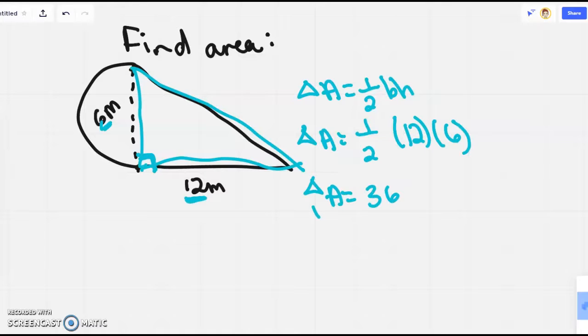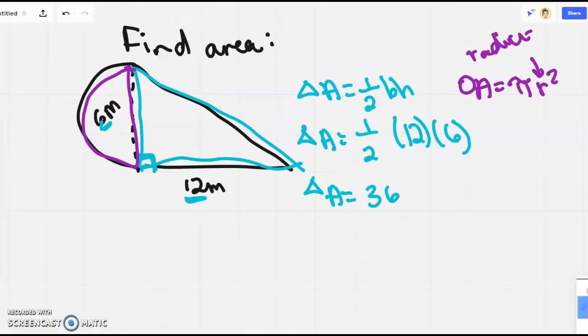Now, what do we still need? The area of the circle. You got it. It is a half circle. So we're going to still just find the area for a regular circle first. What is the area for a circle? Pi r squared. And what does r stand for? Radius. Because this whole line right here is 6, we said that was the diameter.